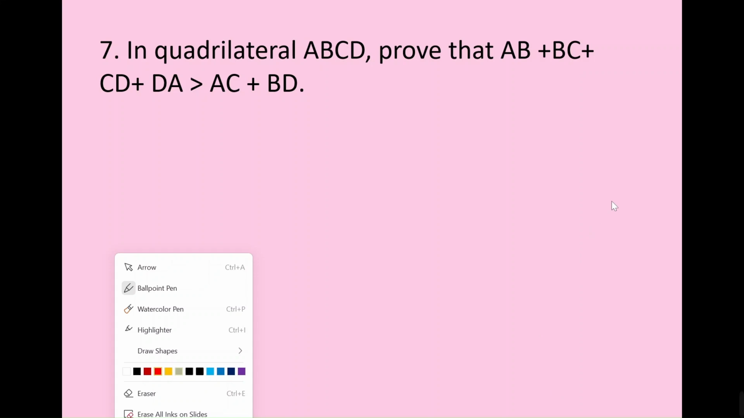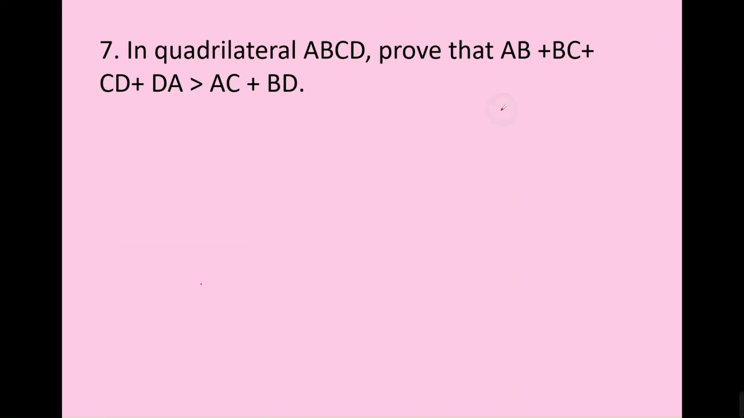Okay. All right. So in this question, we have got a quadrilateral. So let's draw it. And in this is A, B, C, D. We have to prove that the sum of all the four sides is greater than the sum of its diagonals. So here we have to focus on the diagonals, right? So let's take first AC as a diagonal.